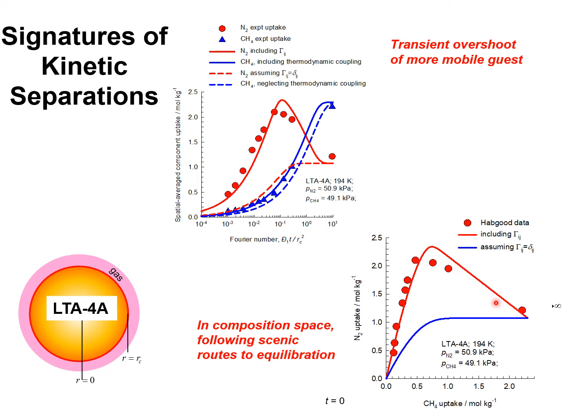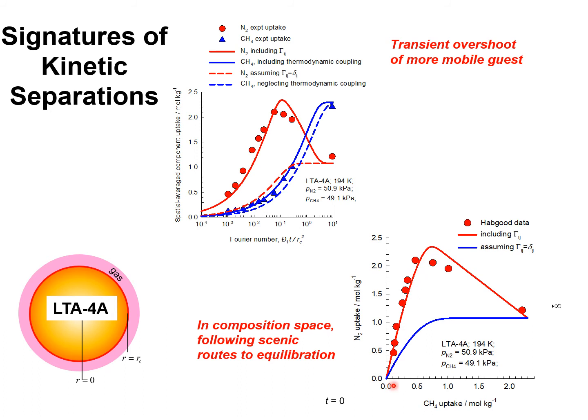The red circles represent the Hapgood data plotted in composition space. The red line shows the trajectory from time t0 to time t equals infinity, the trajectory that is followed in the simulations in which thermodynamic coupling effects are duly accounted for. And this is in good agreement with the Hapgood experiments.